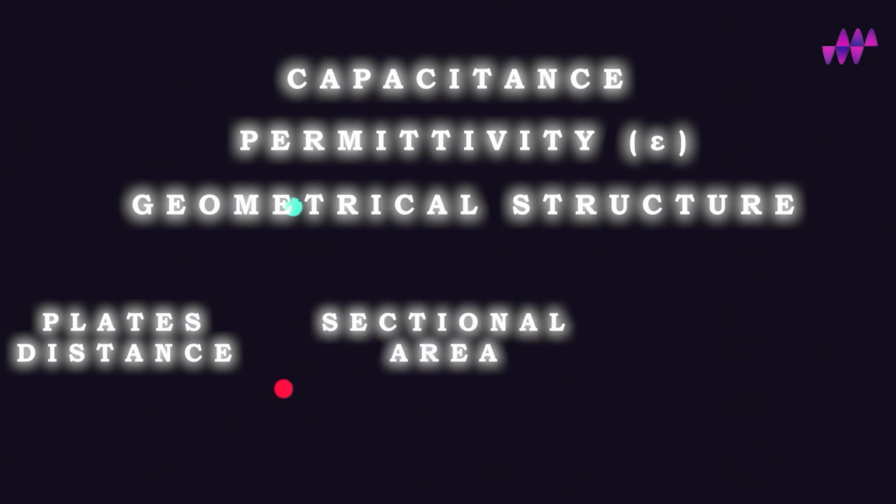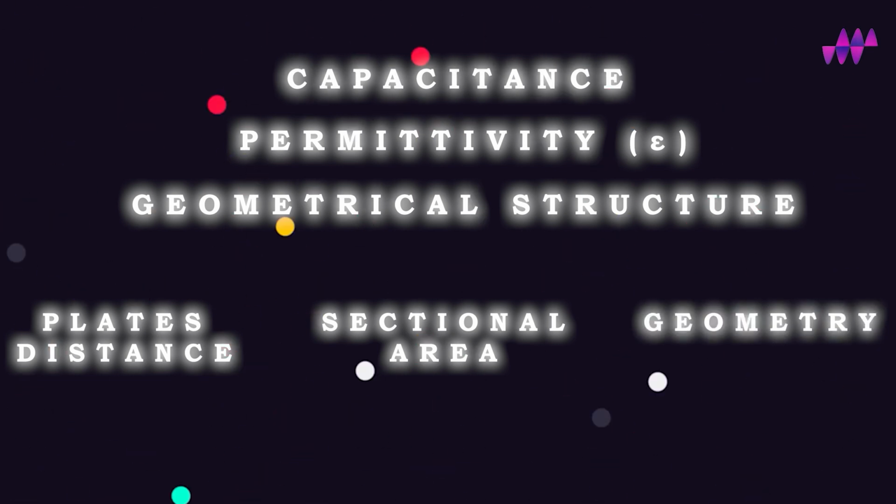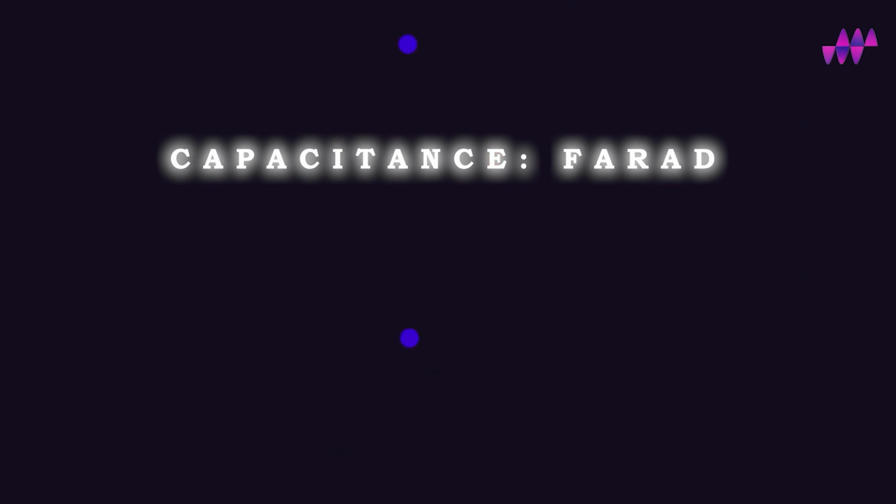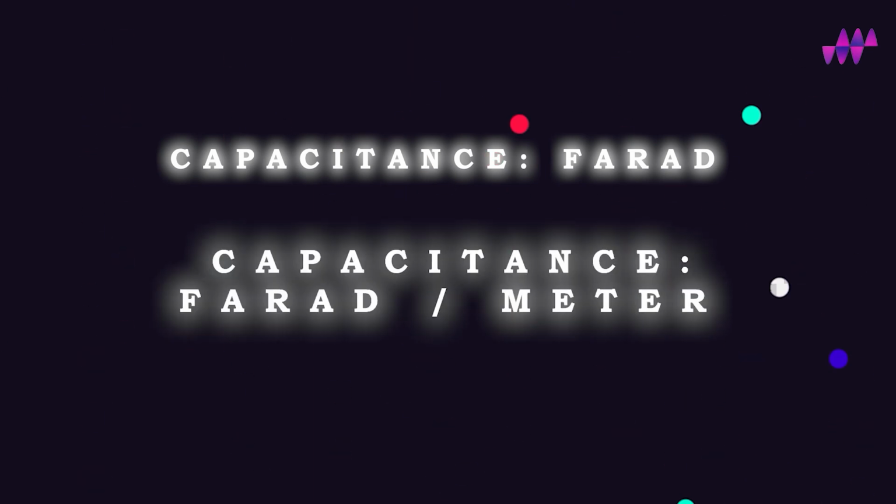The larger the sectional area of the capacitor's conductors, the larger the capacitance, and that means more charges to be stored. The geometry of the capacitor, whose capacitance differs from one shape to another. Material's capacitance is measured in farad, while material's permittivity is measured in farad per meter. That was the third element.